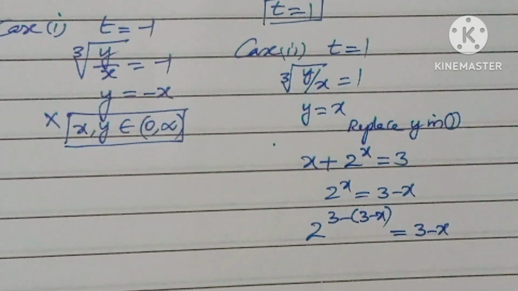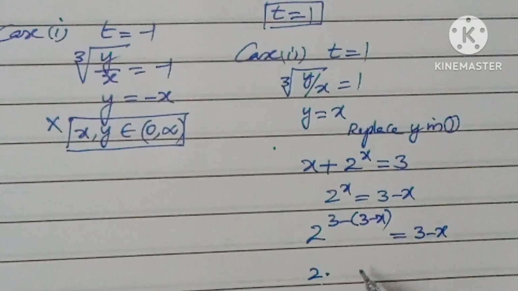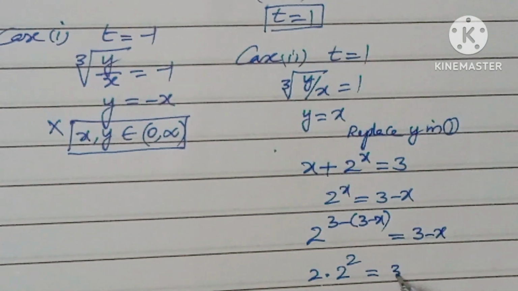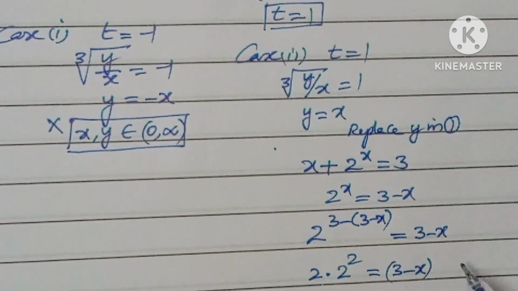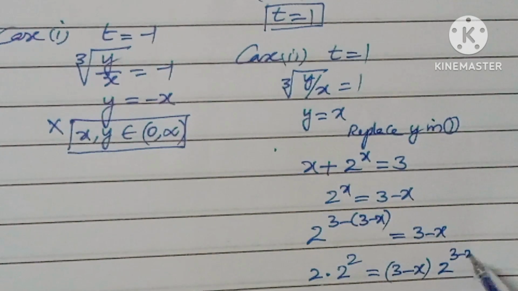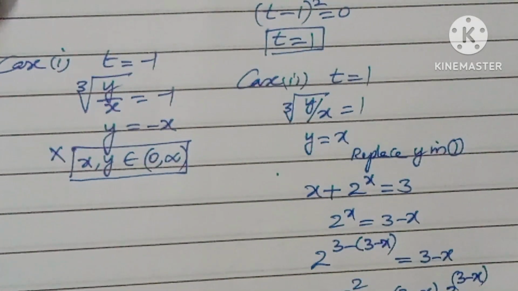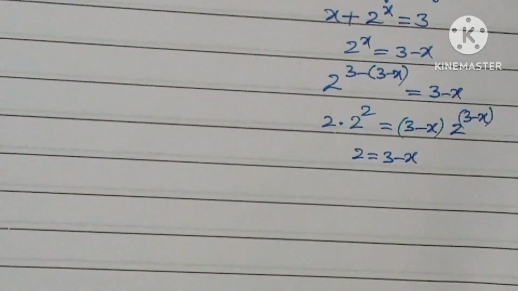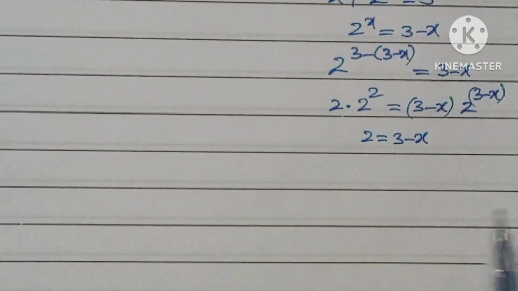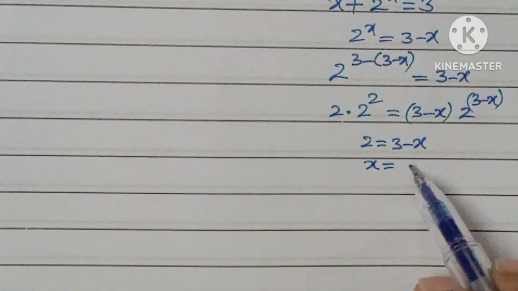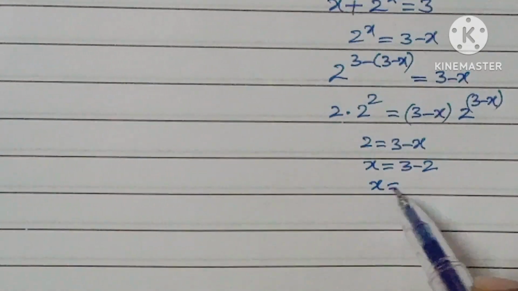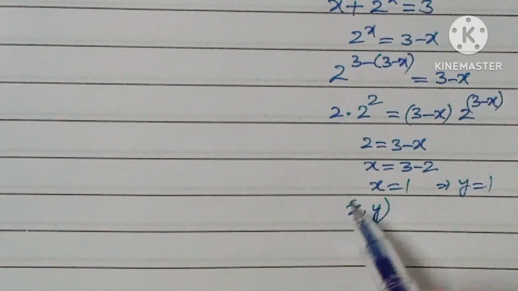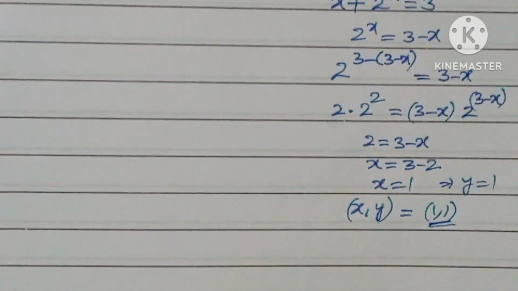So this can be written as 2 cube I am writing as 2 into 2 square, is equal to (3 minus x) into 2 to the power of (3 minus x). Now by comparison, 2 is equal to 3 minus x. So here x is equal to 3 minus 2, x is equal to 1, that implies y is also equal to 1. Therefore, (x, y) is equal to (1, 1).